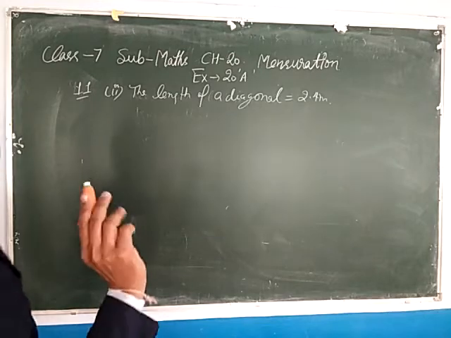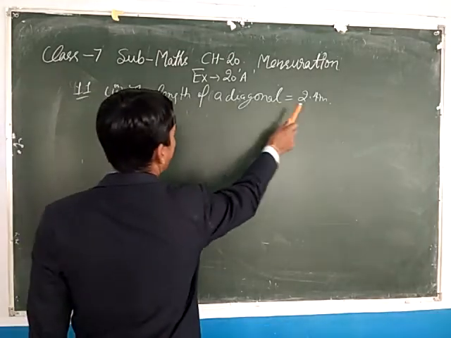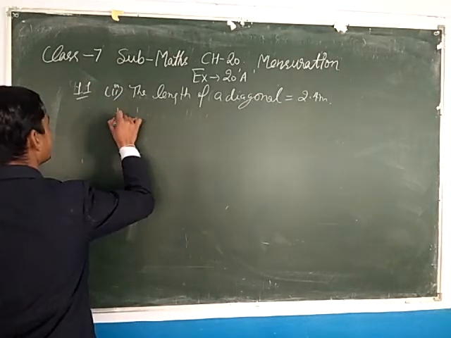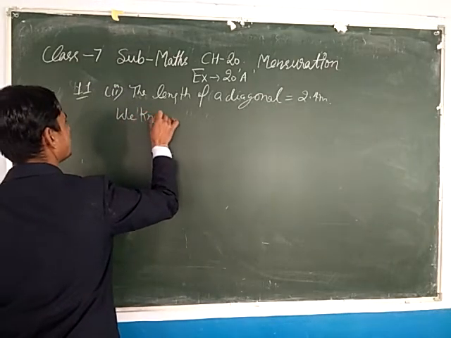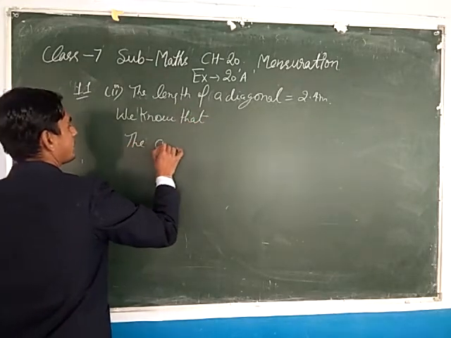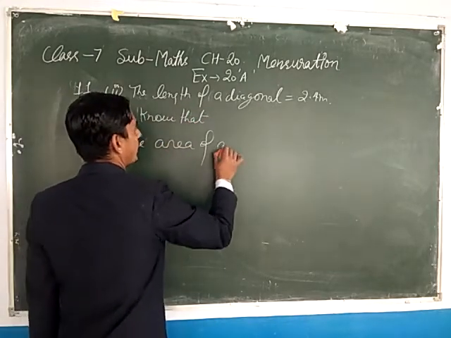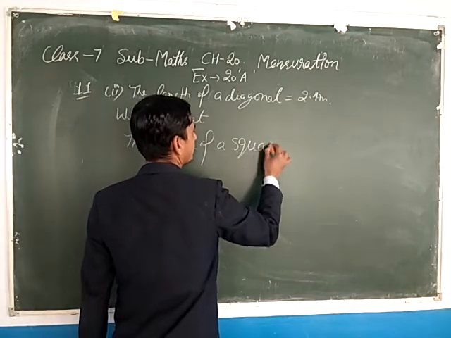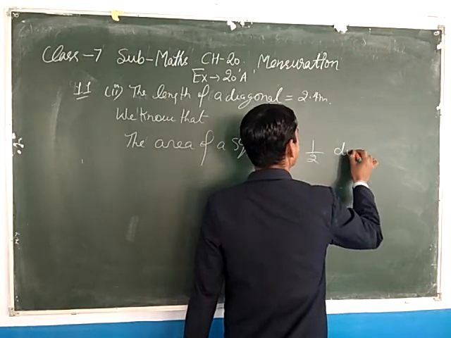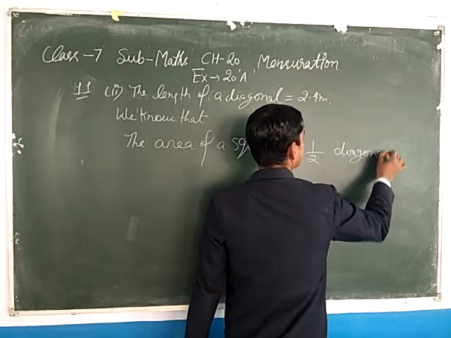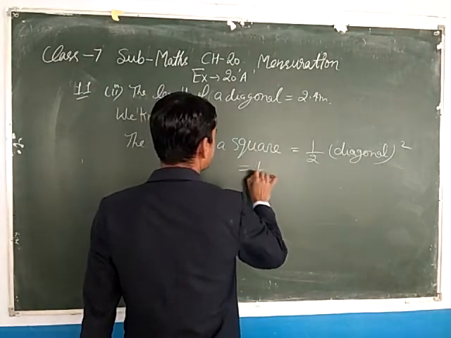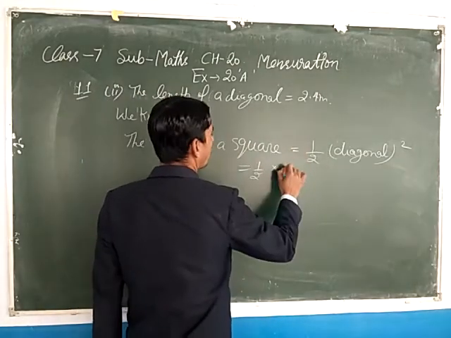Now after this, see the second part of question number 11. Second part is, this time the length of a diagonal is 2.4 meter. Again same method. We know that the area of a square, you know very well, 1/2 diagonal square. So 1/2 as it is beta, and diagonal is 2.4.